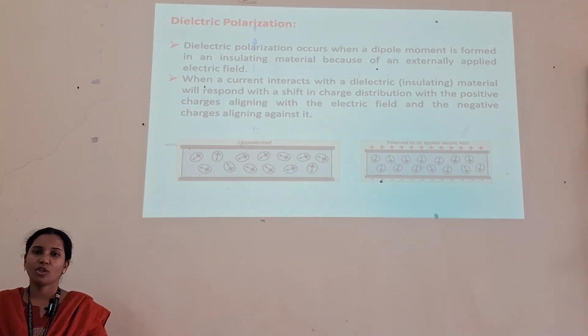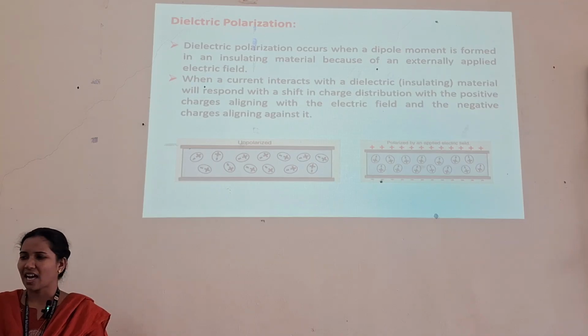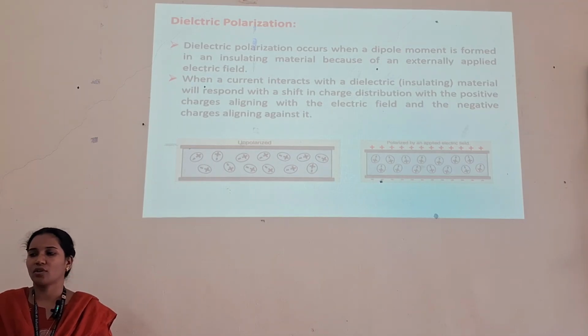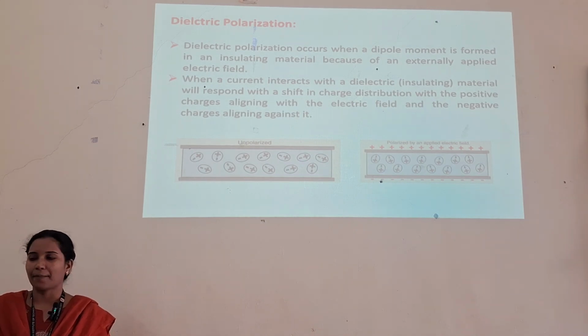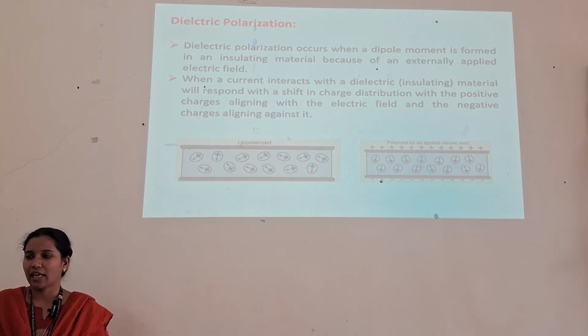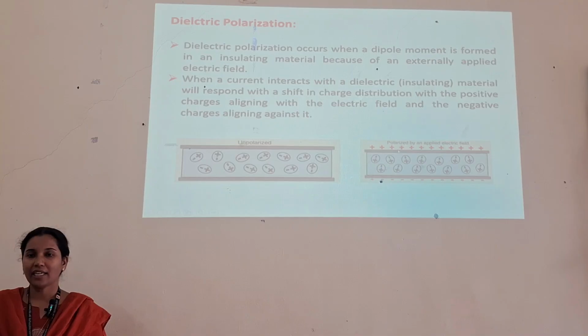Dielectric polarization. What do you mean by dielectric polarization? It occurs when a dipole moment is formed in an insulating material because of an externally applied electric field. When an electric field interacts with a dielectric or insulating material, it responds with a shift in charge distribution. We can see here the positive charges aligned with the electric field and the negative charges aligning against it. This is the unpolarized material. This is the polarized material by an applied electric field.